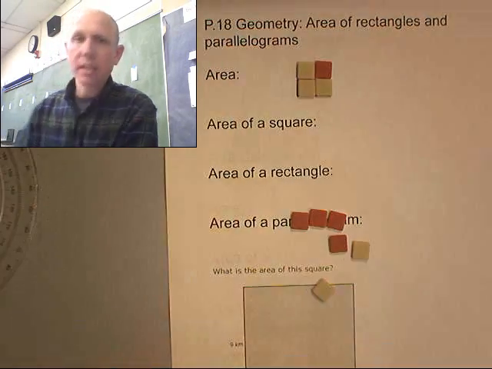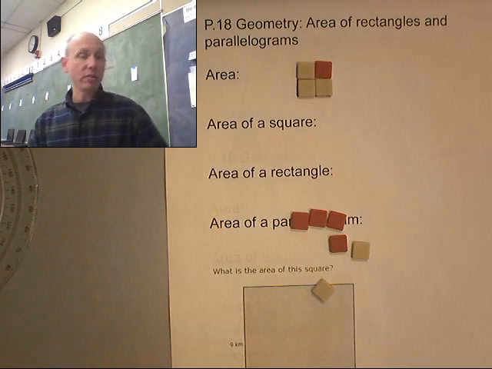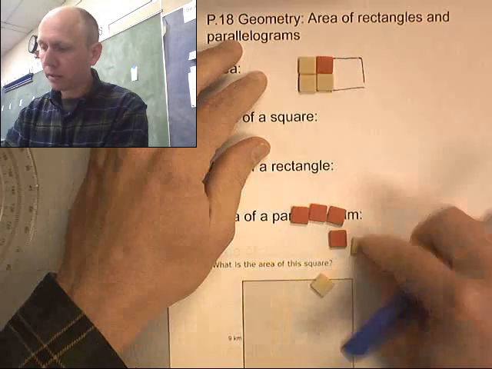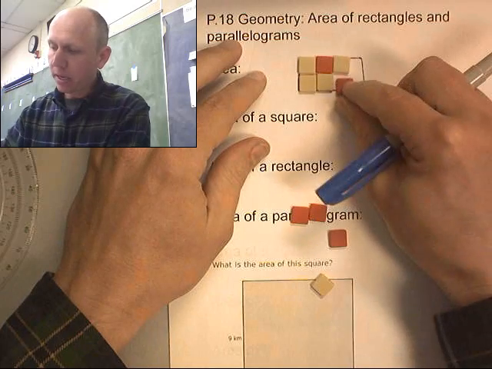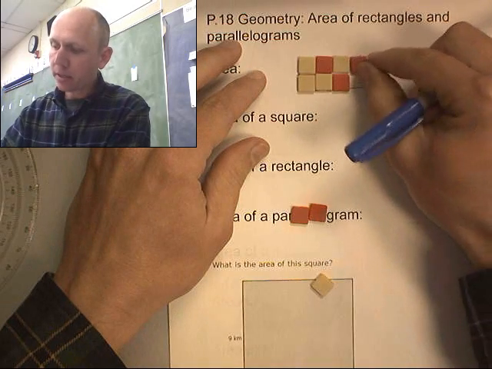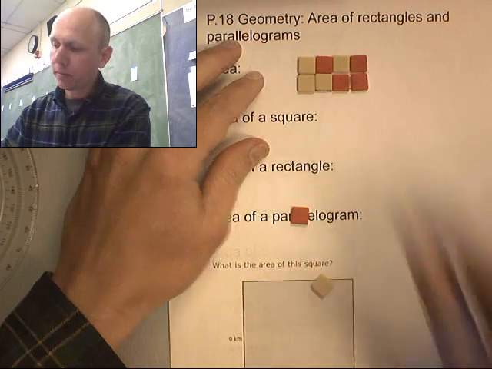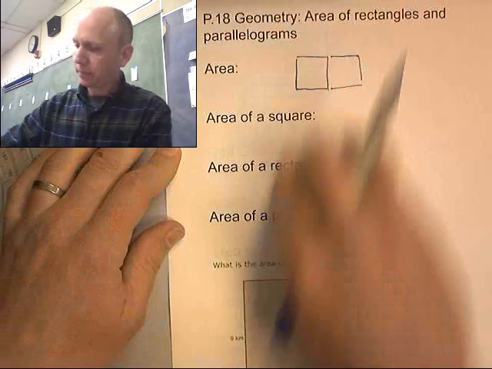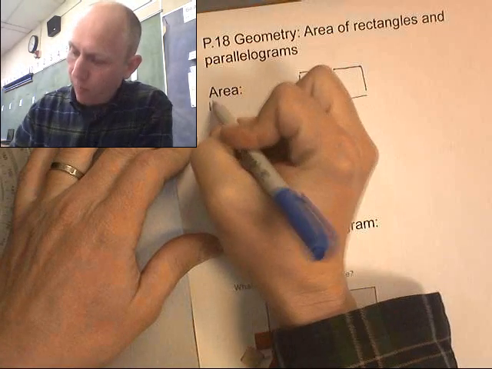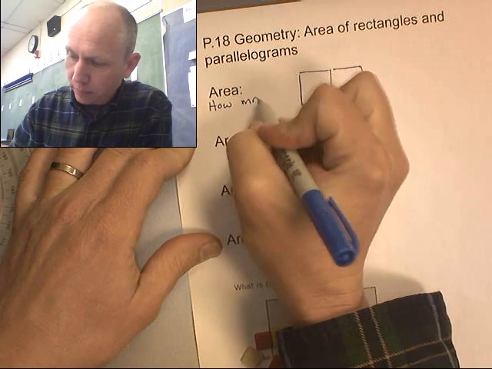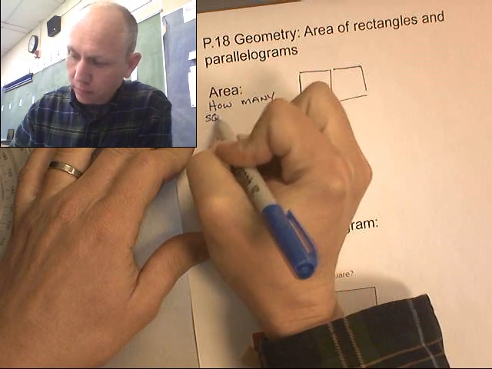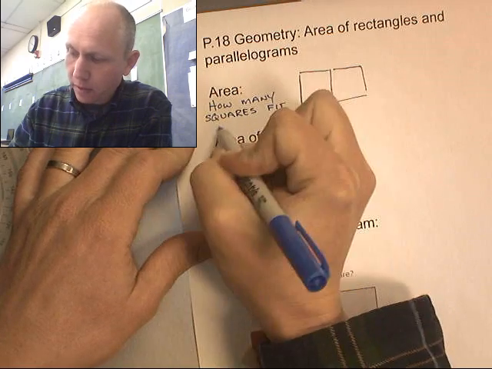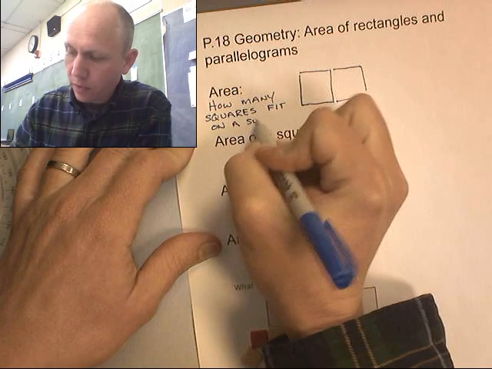So this square has an area of 4 little squares. And if it went out bigger, right, if it came out here, well, this rectangle that I just made, it has an area of 8 squares, or 8 square units, or 8 square centimeters, or whatever the width is. So area is how many squares fit on a surface.